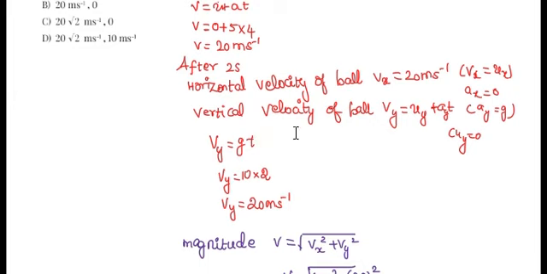So the vertical velocity of the ball is vy = uy + ay t. uy is 0 because it's dropped, the initial velocity of the y component is 0, and ay is equal to g. If we substitute, we get vy = g t, vy = 10 into 2, so vy is equal to 20 m/s. So the magnitude is v = square root of vx² + vy². So v is equal to 20 root 2 m/s.